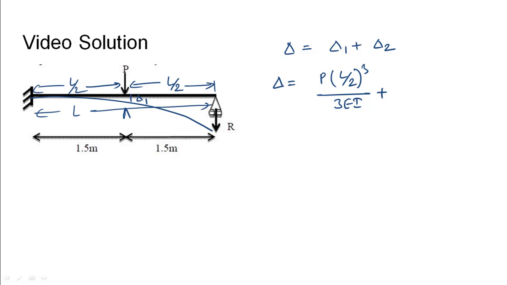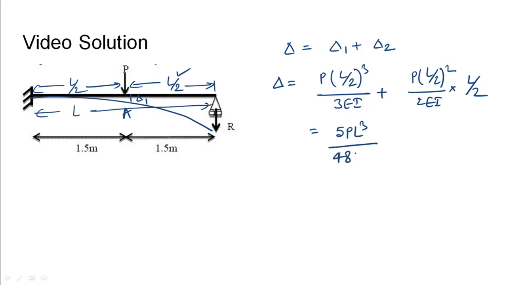Let us assume the point to be A. So the slope would be P into L by 2 whole square divided by 2EI, and this will be operated with the remaining length of the beam on the right hand side, that is L by 2. So the total deflection will be obtained as 5PL cube divided by 48EI. This deflection will be due to the P load.